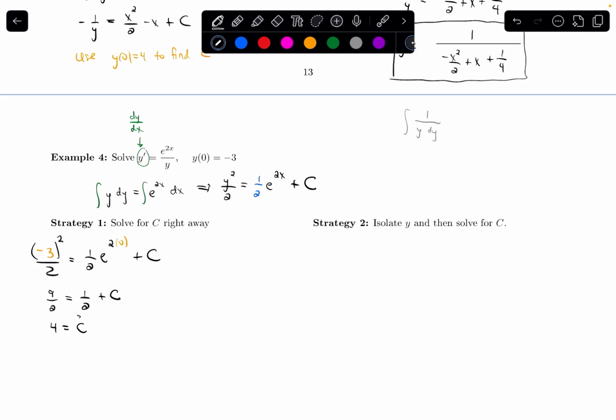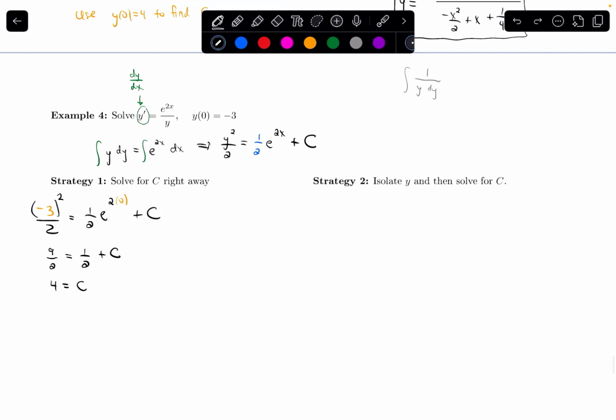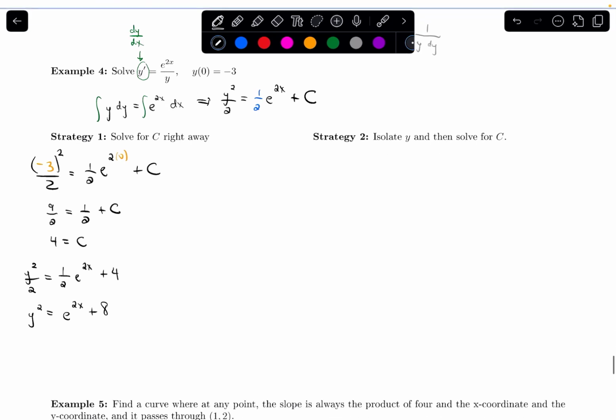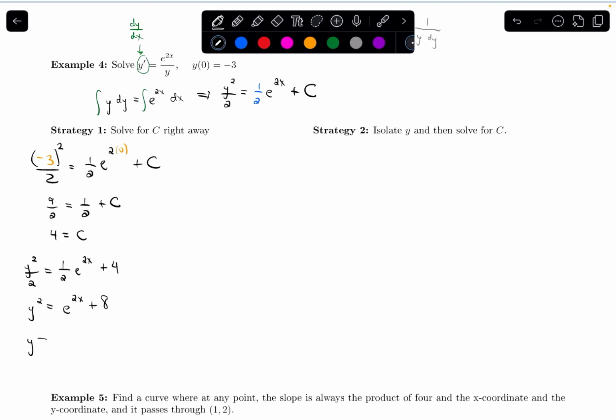So let's take that value of c and plug it into our equation. I will get y squared over 2 equals 1/2 e to the 2x plus 4. Now I can multiply over the 2, so y squared equals e to the 2x plus 8. And square root both sides, so I'll get y equals big ol' square root of e to the 2x plus 8.